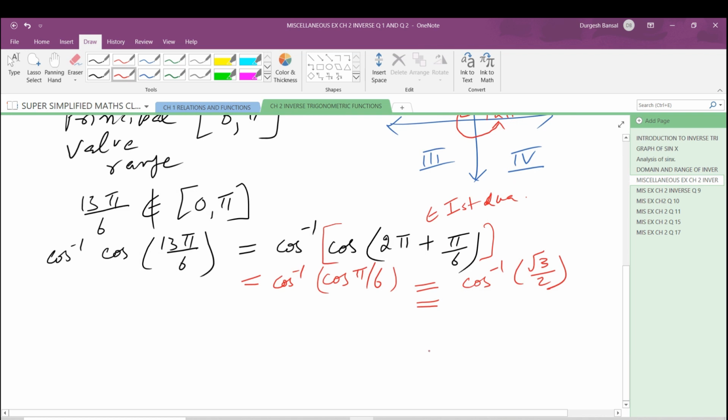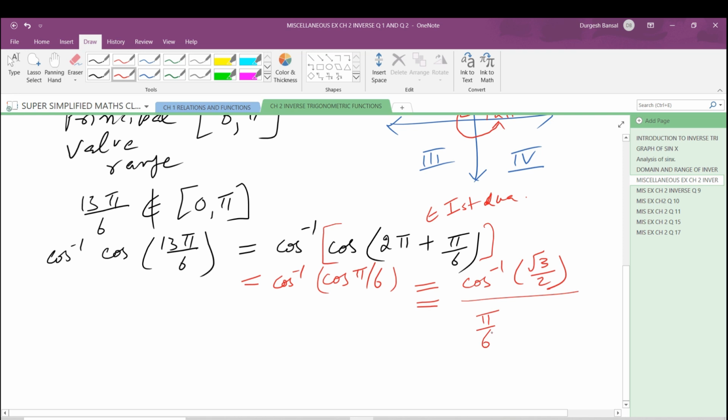At what angle will cos theta give you the value root 3 by 2? You can understand it in this manner: this is that angle at which cos theta is going to give you the value root 3 by 2, and that is going to happen at 30 degree only. So its result is pi by 6.